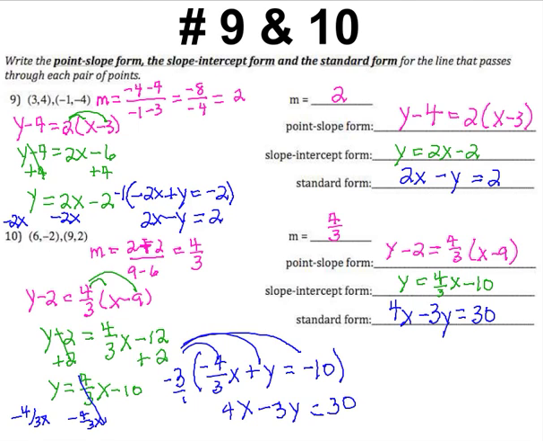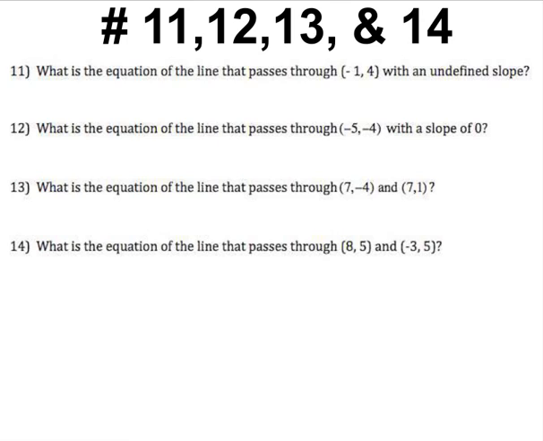Now when I look at the next few, 11, 12, 13, and 14, you may think, well, I don't have enough room to do this. Well, part of this is being able to look at a point and know what a slope of 0 and an undefined slope means. So when it says, what is the equation of the line that passes through -1, 4 with an undefined slope? As soon as I see undefined or when I see 0, I should think either y equals or x equals. So undefined is the one that doesn't make sense. It's the only equation we talk about that starts with a different letter. So as soon as I see undefined, I should think, oh, that's an x equals line.